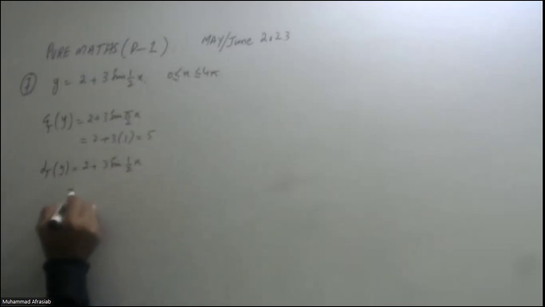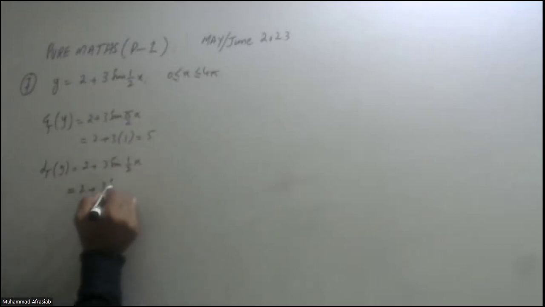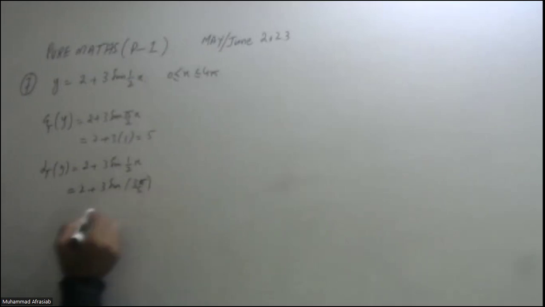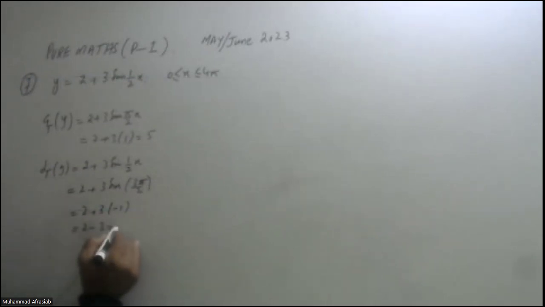Now we put x as 3 pi. We know that sine of 3 pi over 2 is minus 1, so it is 2 plus 3 into minus 1, or 2 minus 3, which is equal to minus 1. So the greatest value we are getting at pi, and the least value we are getting at 3 pi. The values are 5 and minus 1.